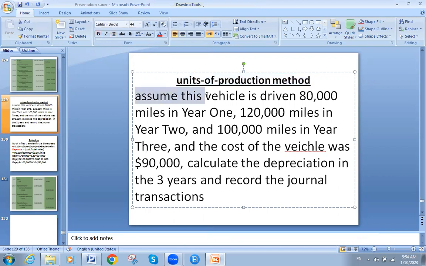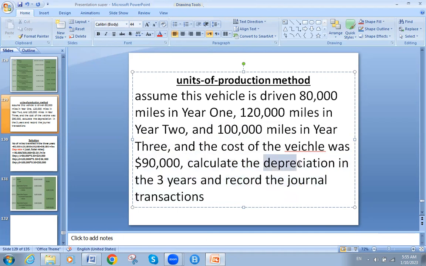Assume this vehicle is driven 80,000 miles in year one, 120,000 miles in year two, and 100,000 miles in year three. And the cost of the vehicle was 90,000. We bought it for 90,000. Calculate the depreciation in the 3 years and record the journal transaction.